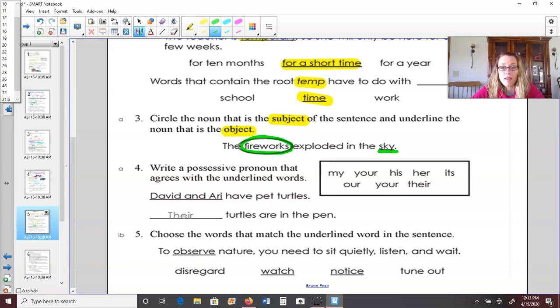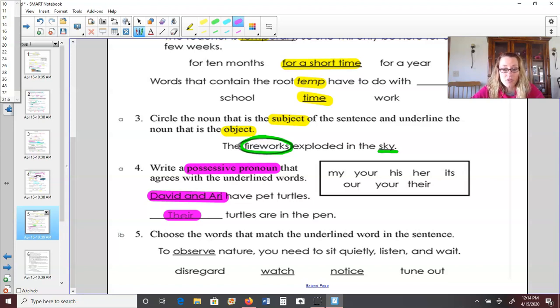Number 4, write a possessive pronoun that agrees with the underlined words. So a possessive pronoun, and they give us some examples over in that box. David and Ari have pet turtles. So instead of saying David and Ari's turtles are in the pen, we could use the pronoun their, T-H-E-I-R. That pronoun takes the place of saying David and Ari again.